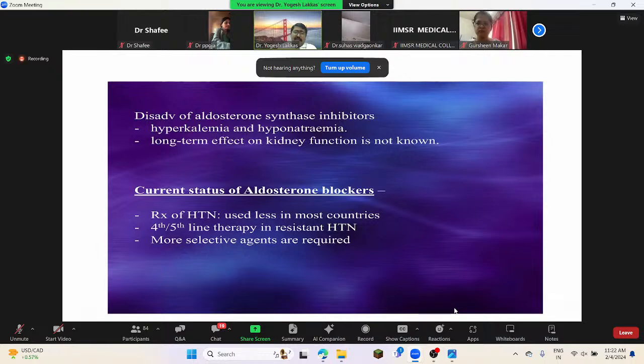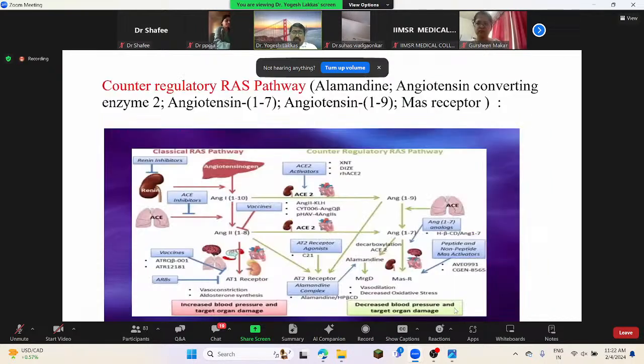And as we already discussed, this is fourth or fifth line therapy in resistant hypertension, a very important aspect when we treat resistant hypertension patients. Now, this is one of the important slides that I'll be highlighting. These are the important aspects: the counter regulatory pathway or alternate RAS pathway that I was talking about in my previous slides also. This is alamandine, angiotensin converting enzyme 2.